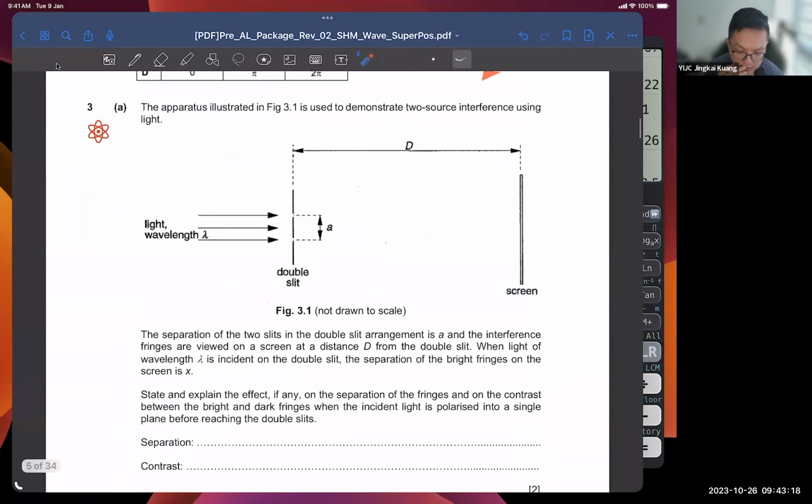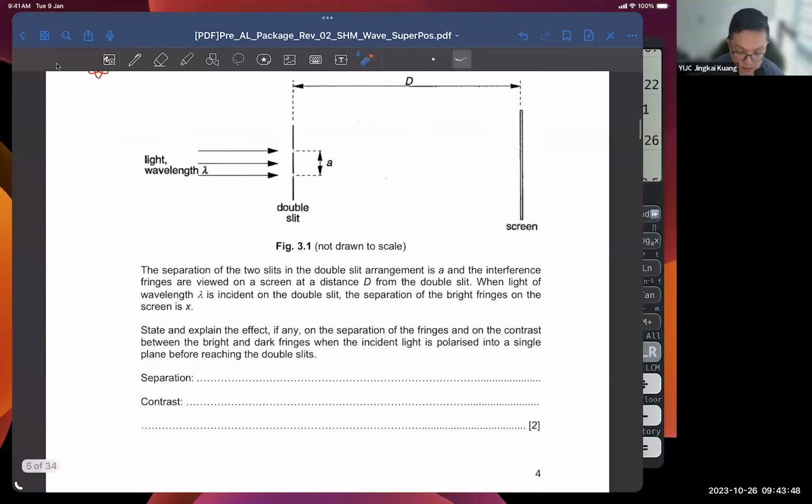Here I have a two-source interference set up. Then I have the various distances: small a, lambda, and capital D. When light of wavelength lambda is incident on the double slit, the separation is x. State and explain the effect, if any, on the separation of the fringes and on the contrast between dark and bright fringes when the incident light is polarized onto a single plane before reaching the double slits.